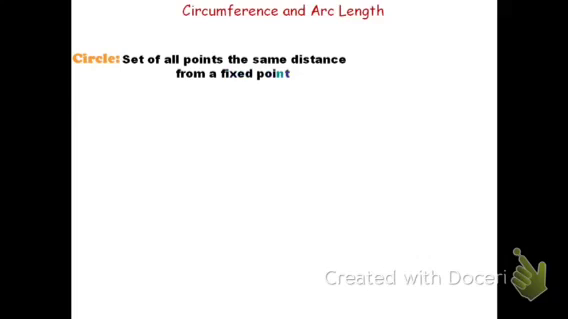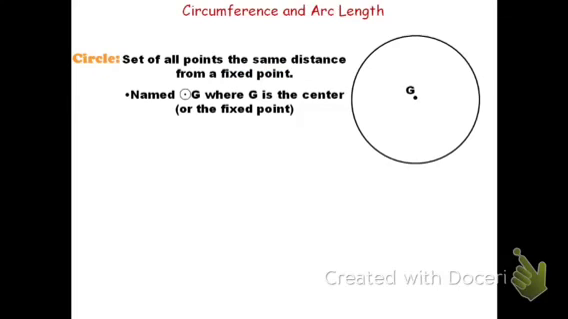In this video, we'll review how to find the circumference and arc length. To begin, let's look at some circle vocabulary. A circle is the set of all points the same distance from a fixed point. In this case, if we take point G and find all the points the same length from G, we get circle G. It's named using the circle symbol and a capital letter. The capital letter refers to the center of the circle.